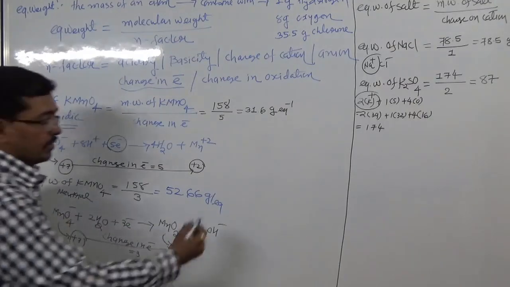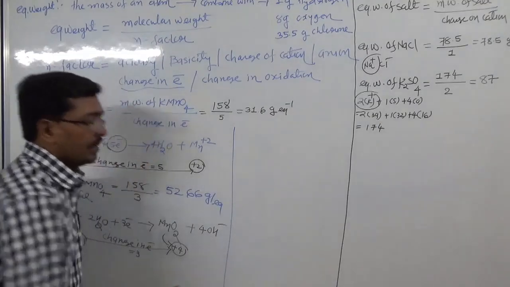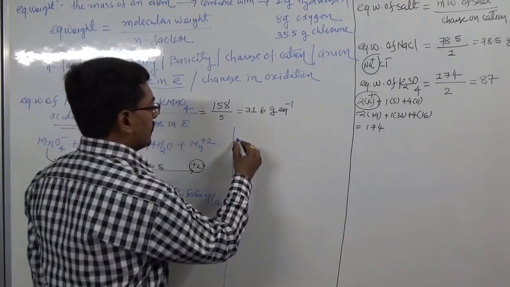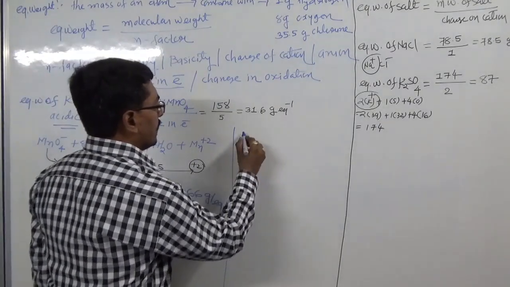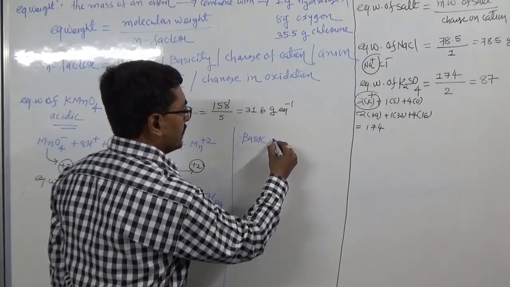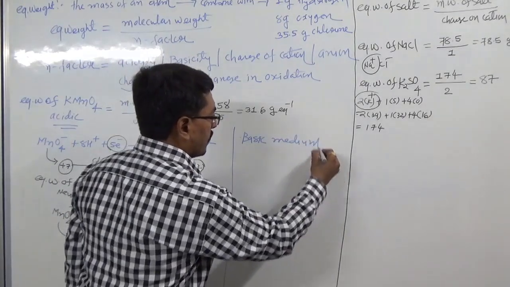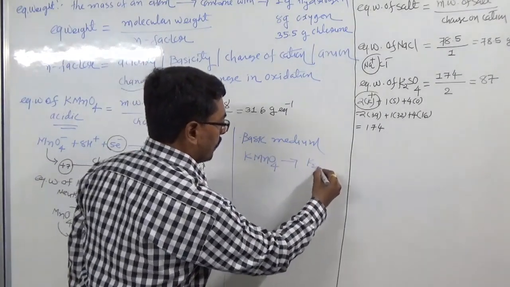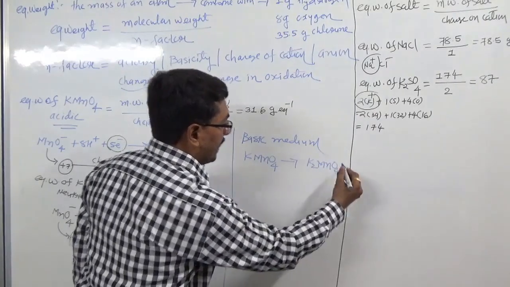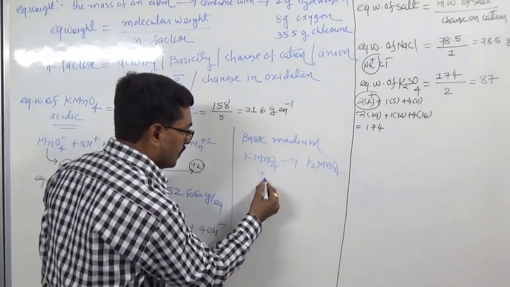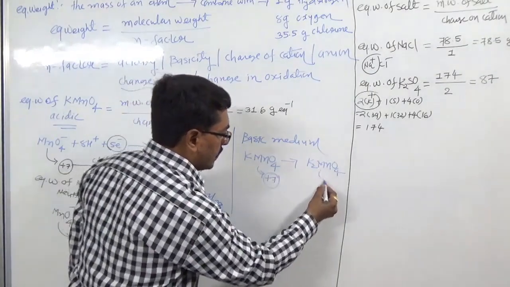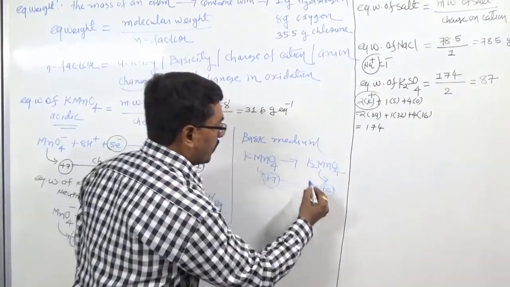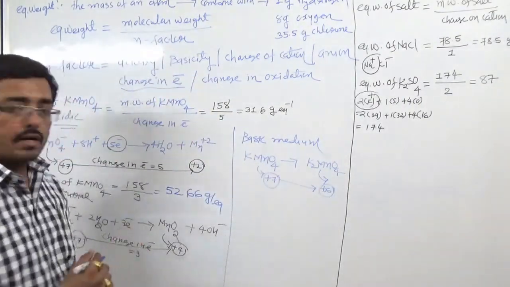Now suppose you find the equivalent weight of KMnO4 not in neutral but in a basic medium. It is observed that in basic medium, KMnO4 converts into K2MnO4 by taking one electron. Here the oxidation number is +7, and here the oxidation number of manganese in K2MnO4 is +6. So you can observe that the change in electron is only 1.